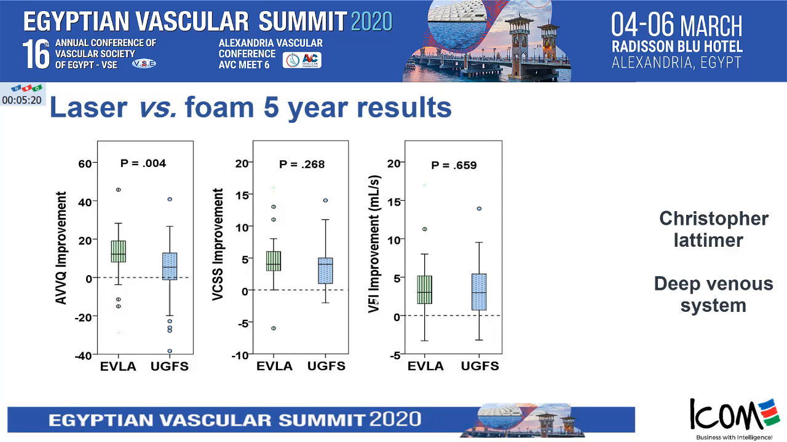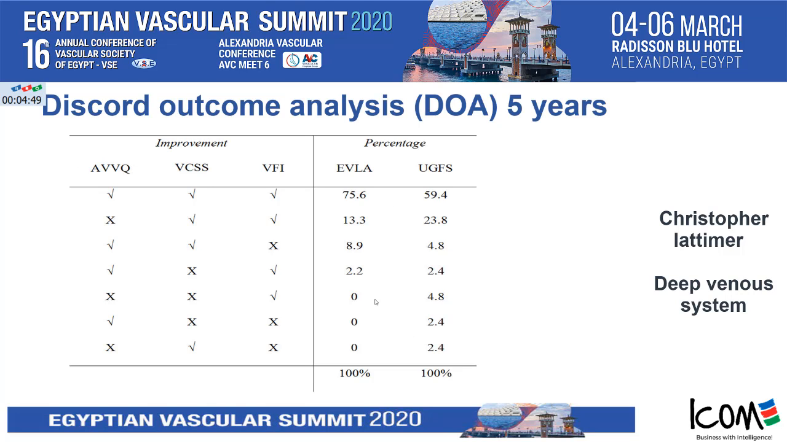These are the 3 domains: quality of life, clinical severity, and improvement in the venous filling index. Everything above this dashed line means an improvement. And looking at this, you'll think, well, we haven't done too badly with quality of life, maybe a bit better with venous clinical severity, fairly good with venous filling index. The quartiles are all sort of above this dashed line. So the results, okay. But let's do a discord outcome analysis.